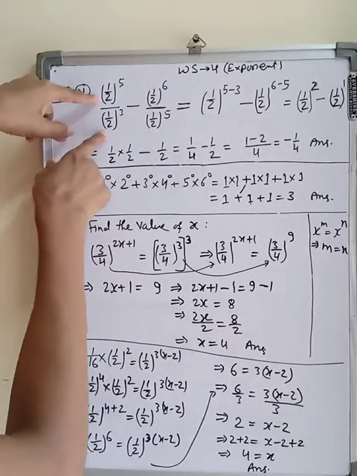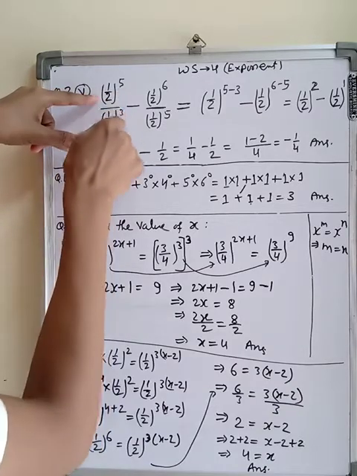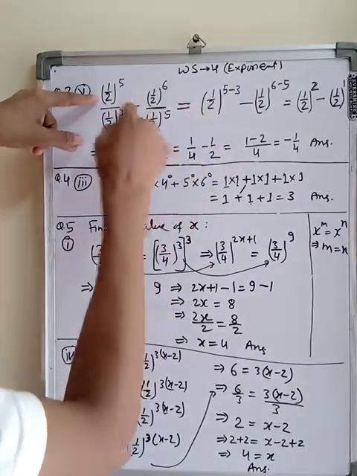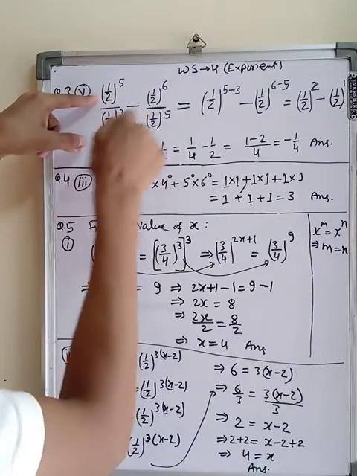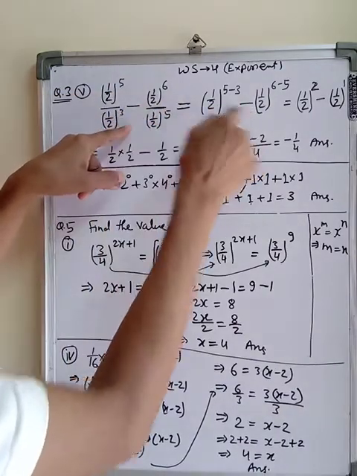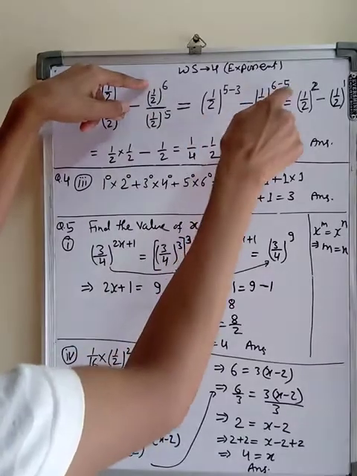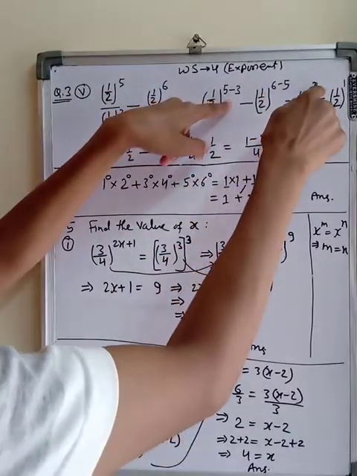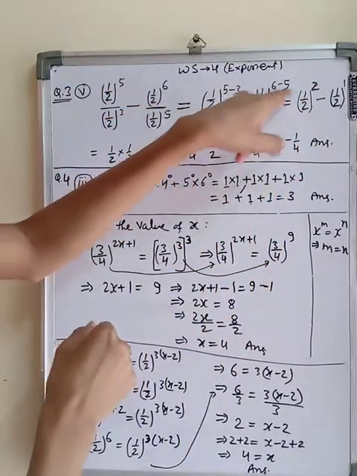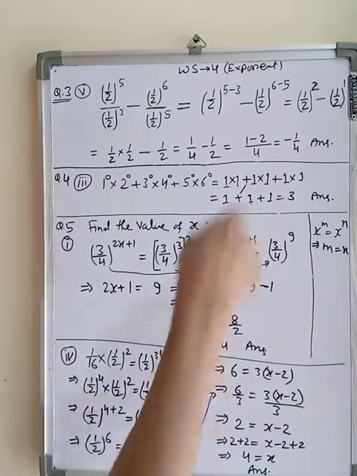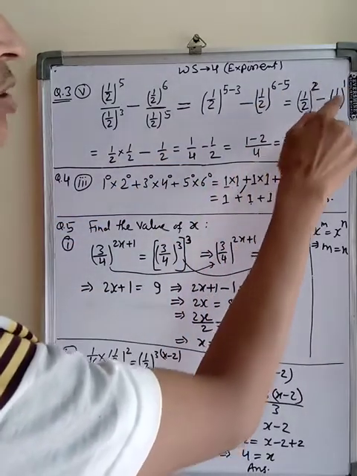Up till here we can apply the law. You see here both the bases are same, so power will be subtracted. So here I have solved this part, 5 minus 3, and here this part is 6 minus 5. Bases are same, 6 minus 5. 5 minus 3 is power 2 and 6 minus 5 is 1.